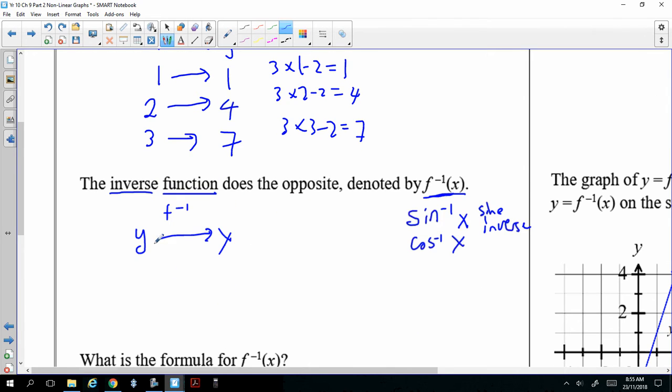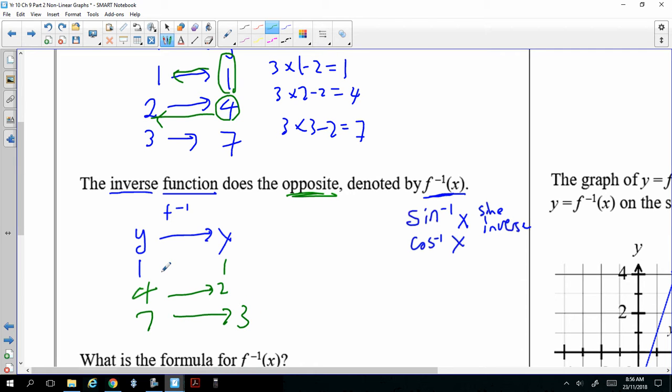So basically, the inverse function changes, say if y is 1, this 1 here goes back to 1, right? And then the 4 goes back to 2. So the inverse function does the opposite. And then the 7 goes back to 3. Get the idea? So that's the function inverse. And the next question you're going to ask, could we have a formula for that? So we're going to find a formula for f inverse.